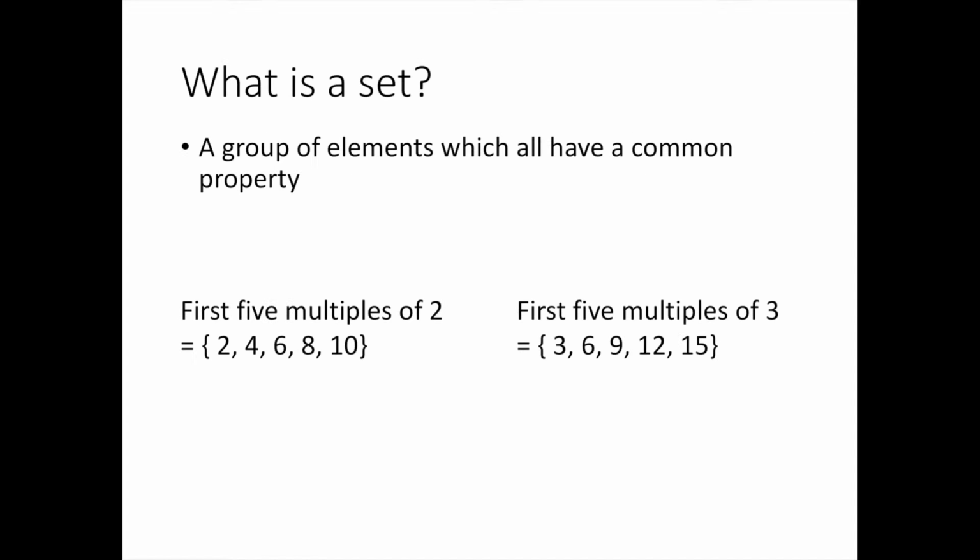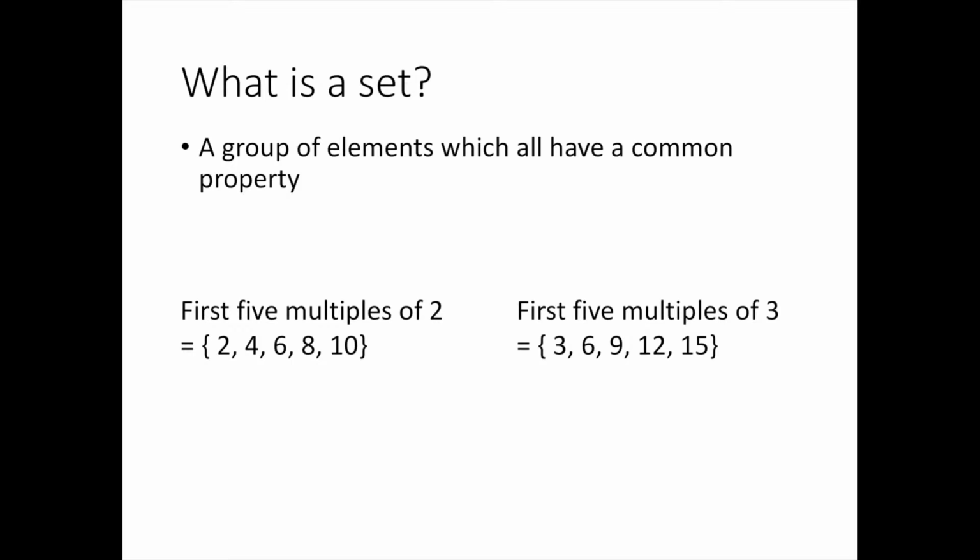In this lesson, we're going to learn about Venn diagrams and set notation. So what is a set? A set is a group of elements which all have something in common, what we call a common property. For example, you could have the set that is the first 5 multiples of 2. This set would contain the elements 2, 4, 6, 8 and 10.